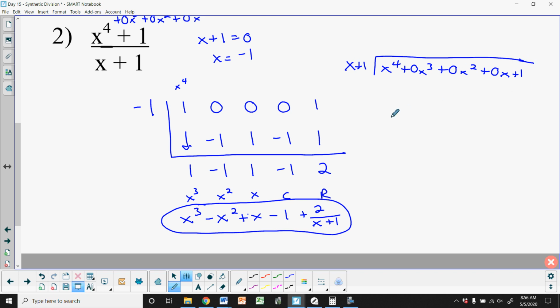So we just write the setup, and then we do x to the fourth divided by x, which will be x cubed. We already know we're going to get the same answer, but notice that one method might be faster than another. So x to the third times x, we get x to the fourth, x to the third times 1, x to the third. Then we switch our signs, negative x cubed, bring down our 0x squared.